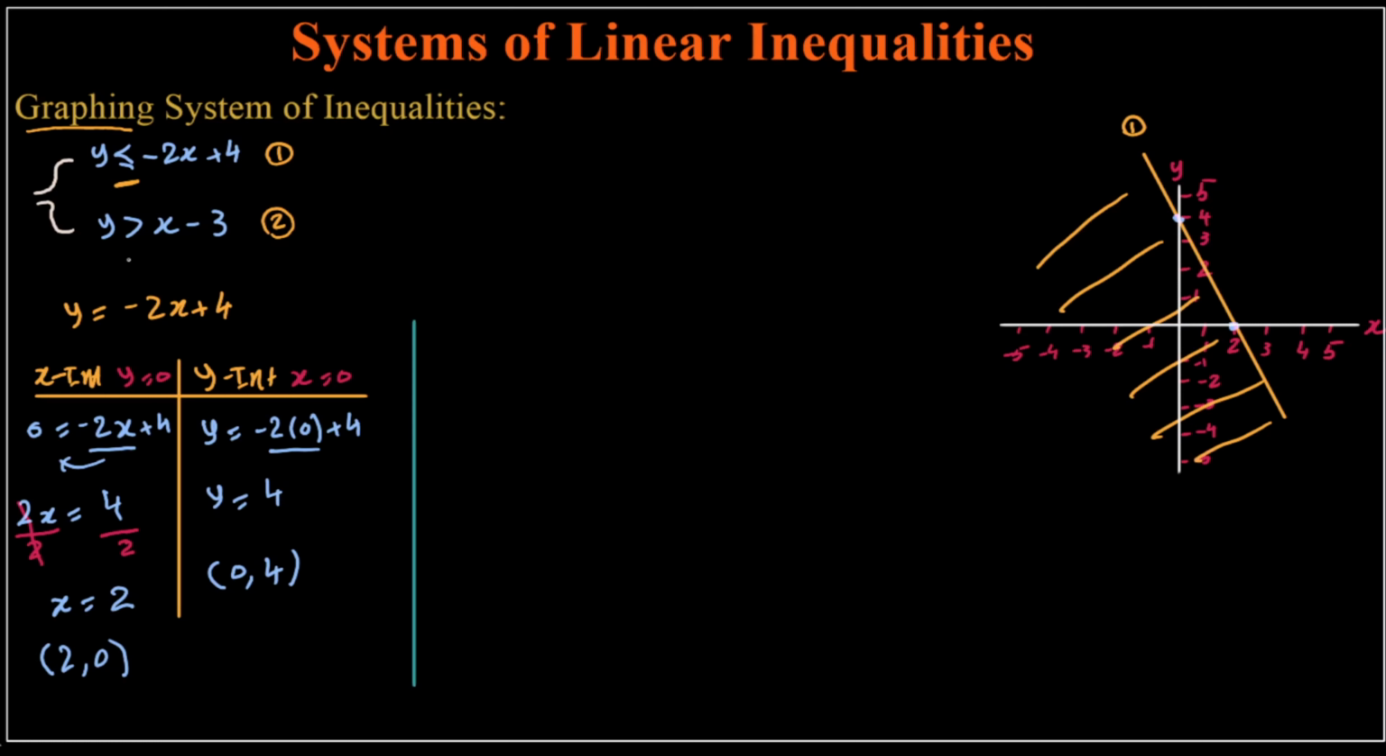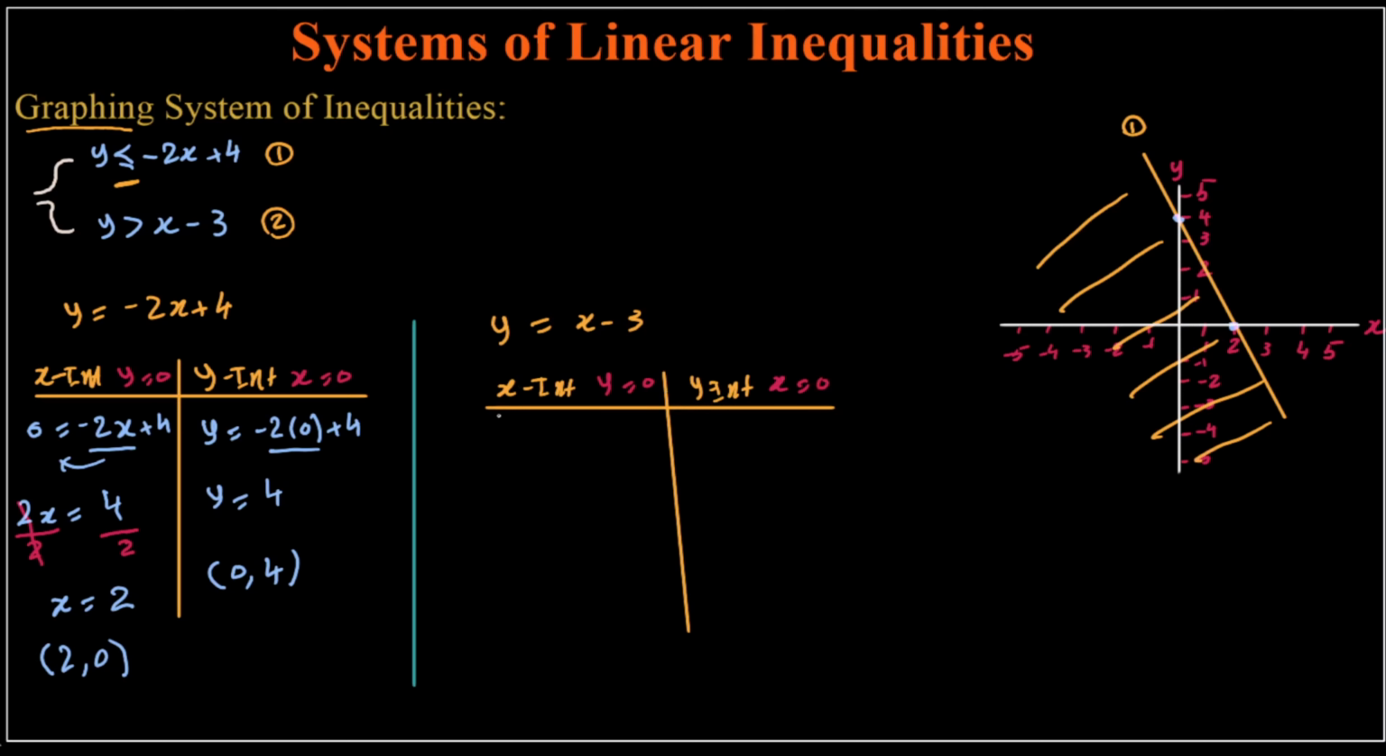Let's continue to graph the second inequality. We have y equals x minus 3. As I mentioned, we made the inequality equal to find x and y intercepts because we need certain points. So this is the x-intercept, and this part is for the y-intercept. In the x-intercept, y equals 0, and in the y-intercept, x equals 0.